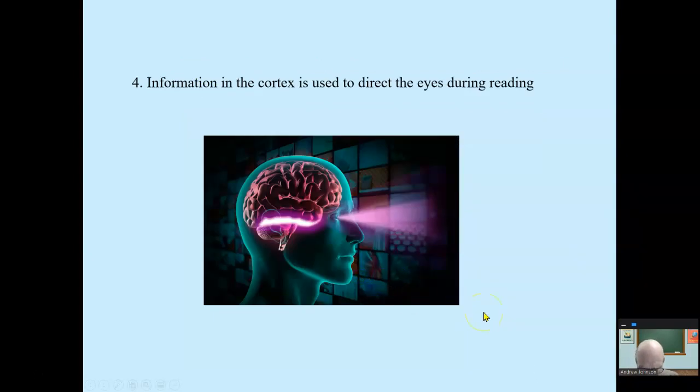And the fourth idea, information from the cortex is used to direct the eyes during the act of reading. In other words, higher level cognitive processes drive or mediate low level letter and word recognition processes.